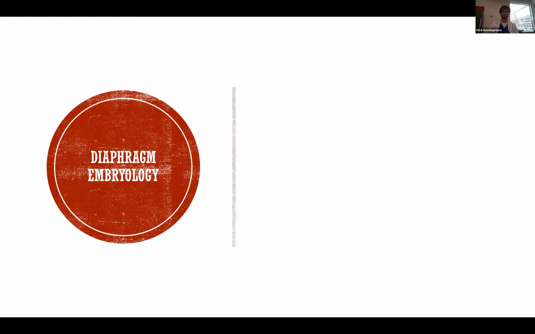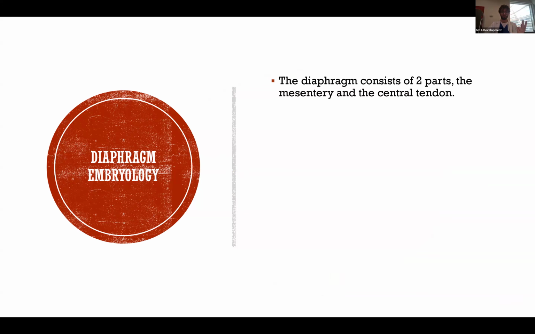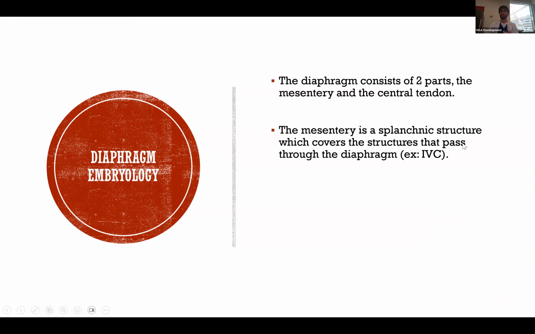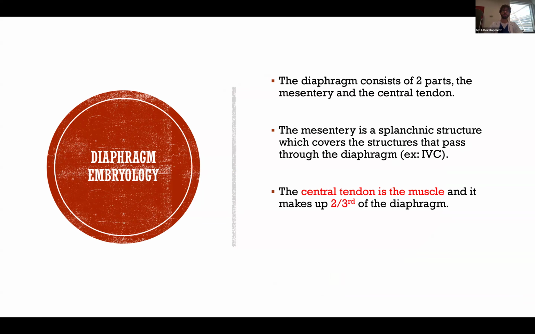So for those of you who like text, the diaphragm has two parts, mesentery and the central tendon. The mesentery is a splanchnic structure. It's not a muscle, it's a splanchnic structure. You don't even feel it, and it covers the structures that pass through the diaphragm, for example, the inferior vena cava. The central tendon is the muscle, and it makes up two-thirds of the diaphragm.